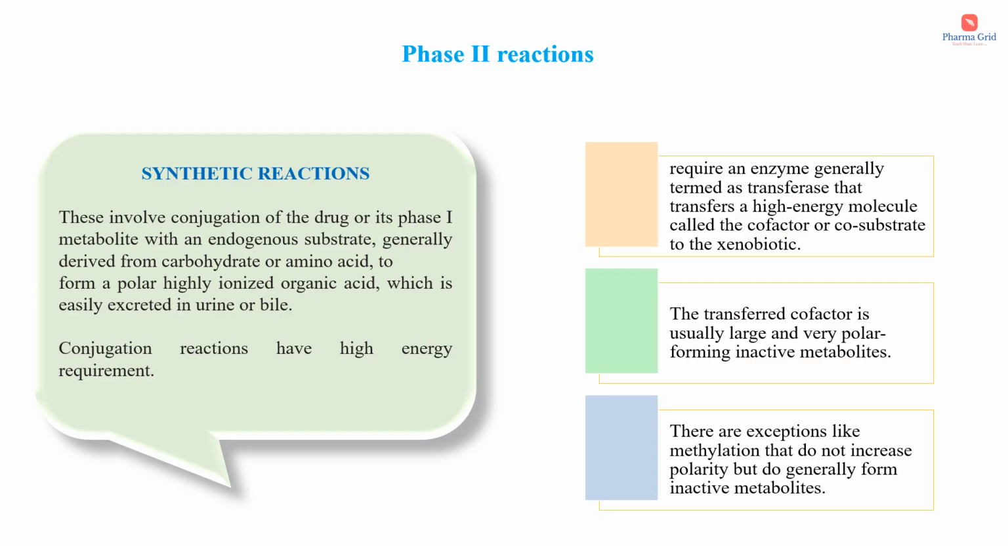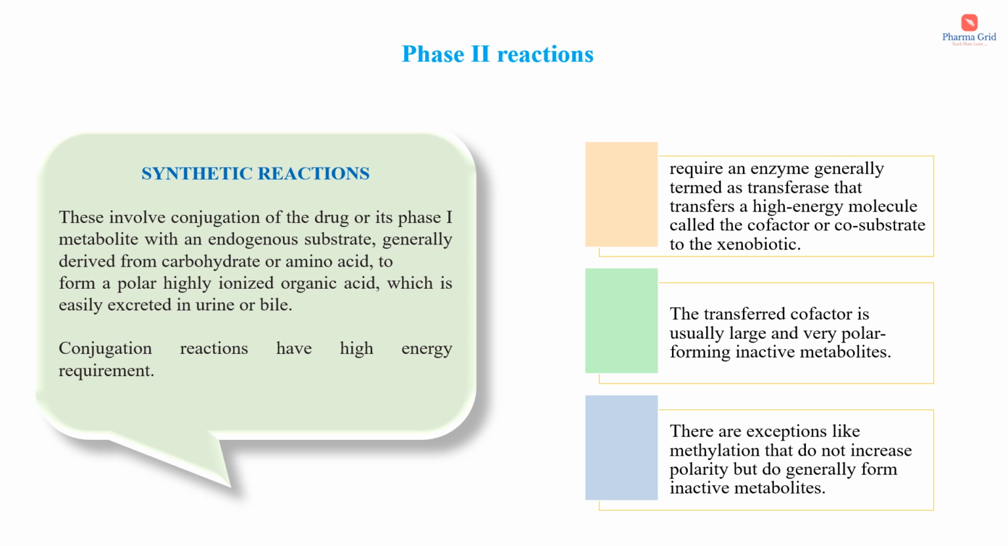Now we are moving on to phase 2 reactions. Phase 2 reactions are also known as synthetic reactions or conjugation reactions. These involve conjugation of the drug or its phase 1 metabolite with an endogenous substrate, generally derived from carbohydrate or amino acid, to form a polar, highly ionized organic acid which is easily excreted in urine or bile. Conjugation reactions have high energy requirement.